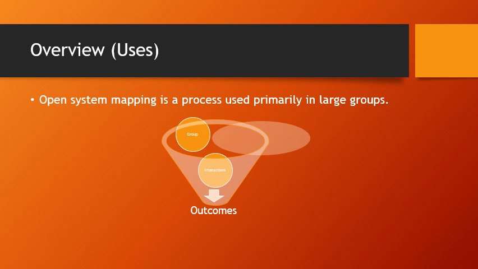Now we're going to talk about a brief overview on the uses of open systems mapping. Open systems mapping is a process often used in large groups to determine how this interaction takes place. It is often used then to help the organization determine its mission based on what it currently is and what it would like to be. Once this gap is identified, the organization can then decide what it needs to do to get there.